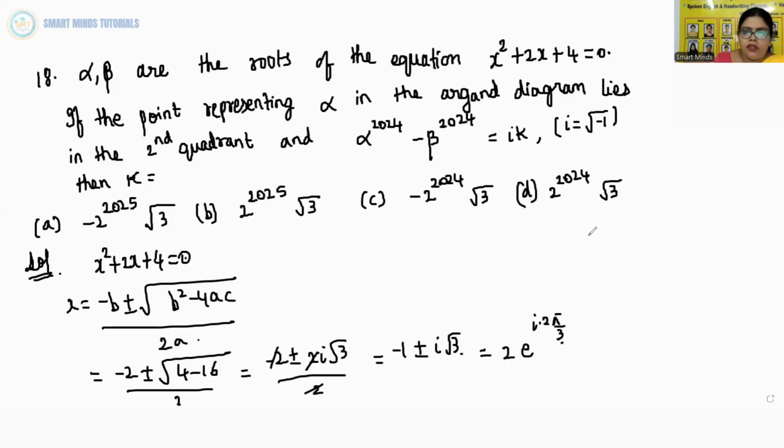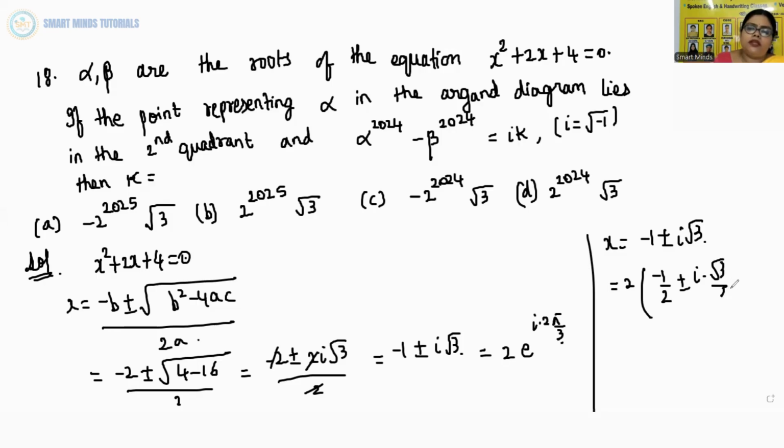Now x is equal to minus 1 plus or minus i root 3, right? So multiplying and dividing by 2, you will get 2 into minus 1 by 2 plus or minus i into root 3 by 2. So that is 2 into, minus 1 by 2 is cos 2 pi by 3 and root 3 by 2 is sin 2 pi by 3.